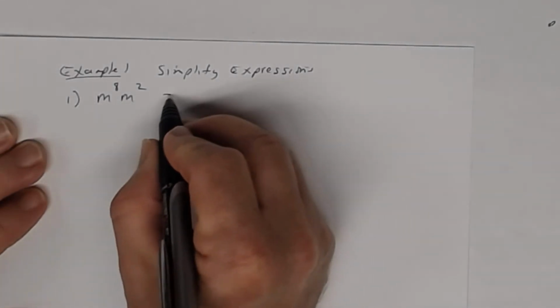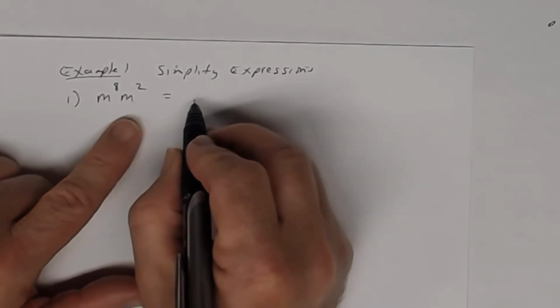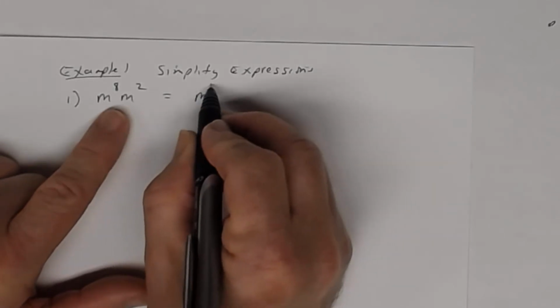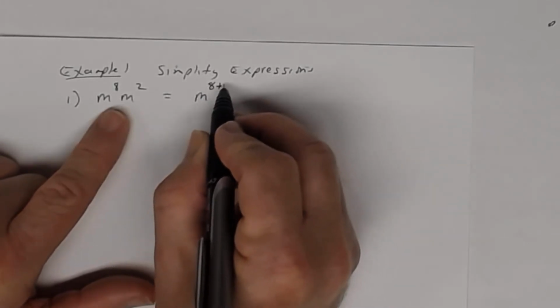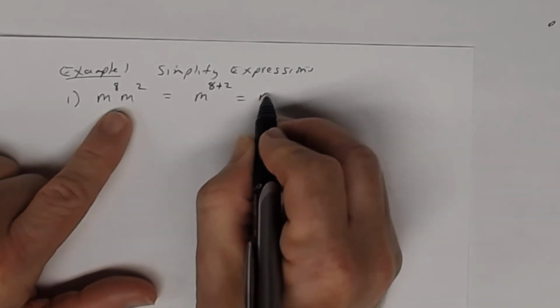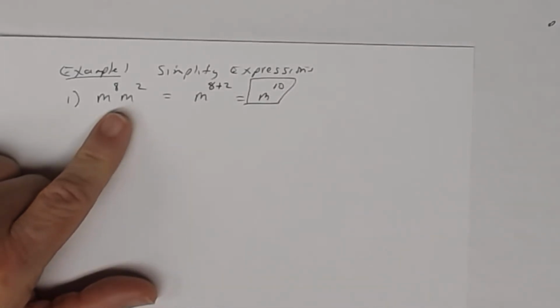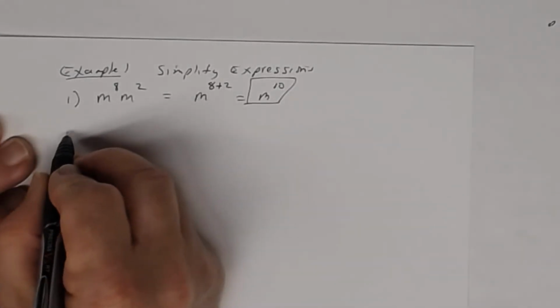So the product rule says that m to the 8th times m to the 2nd will have the base, which is m, raised to an exponent of 8 plus 2. You're going to add those exponents. Well, 8 plus 2 is 10. So there's your answer, m to the 10th power. Very simple, not difficult at all.